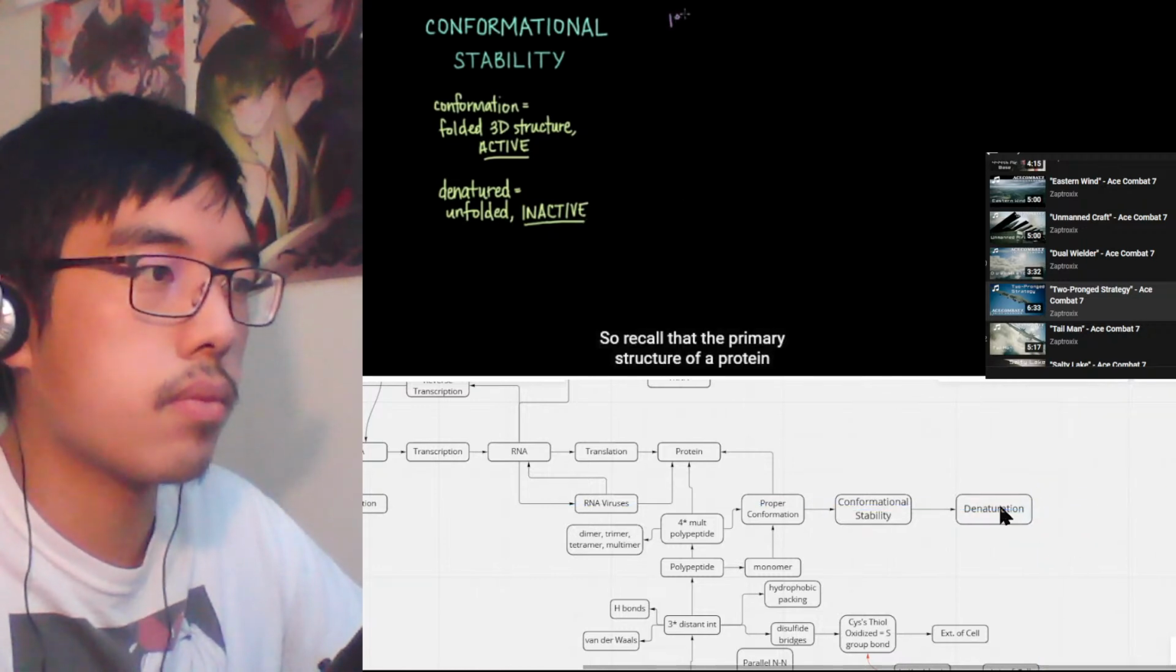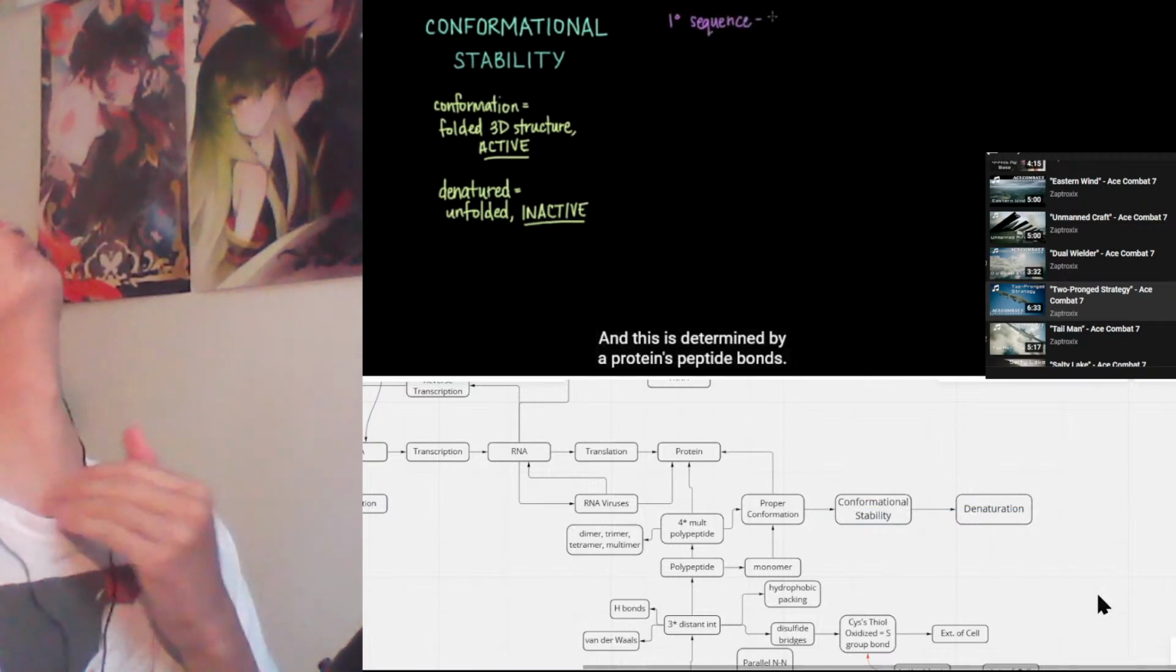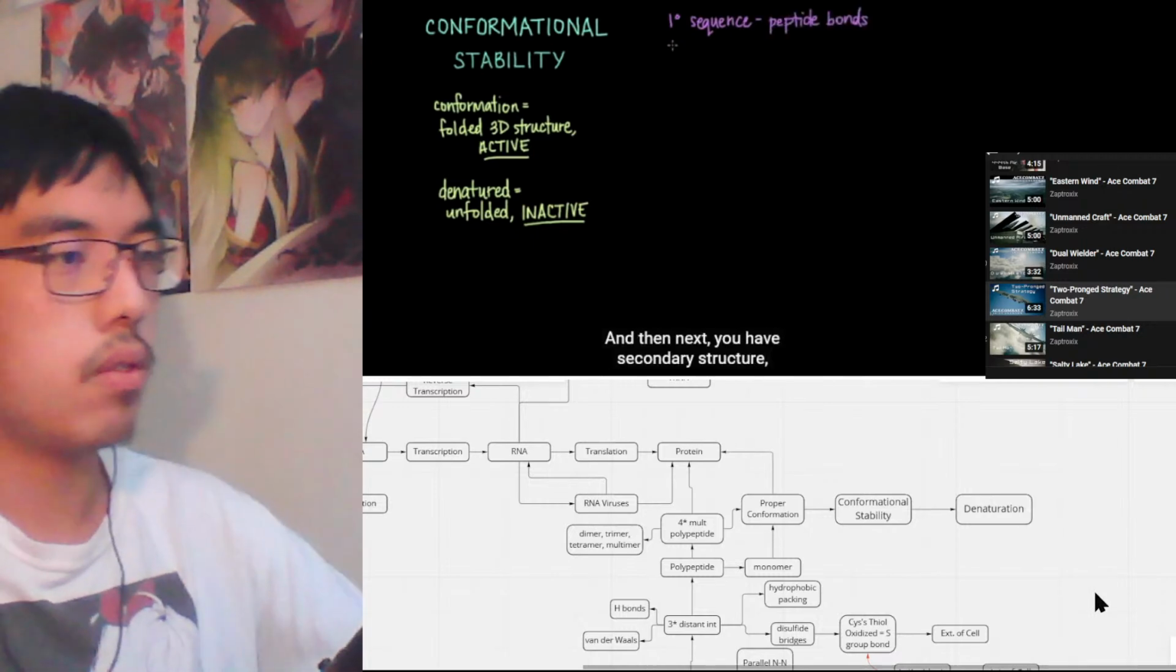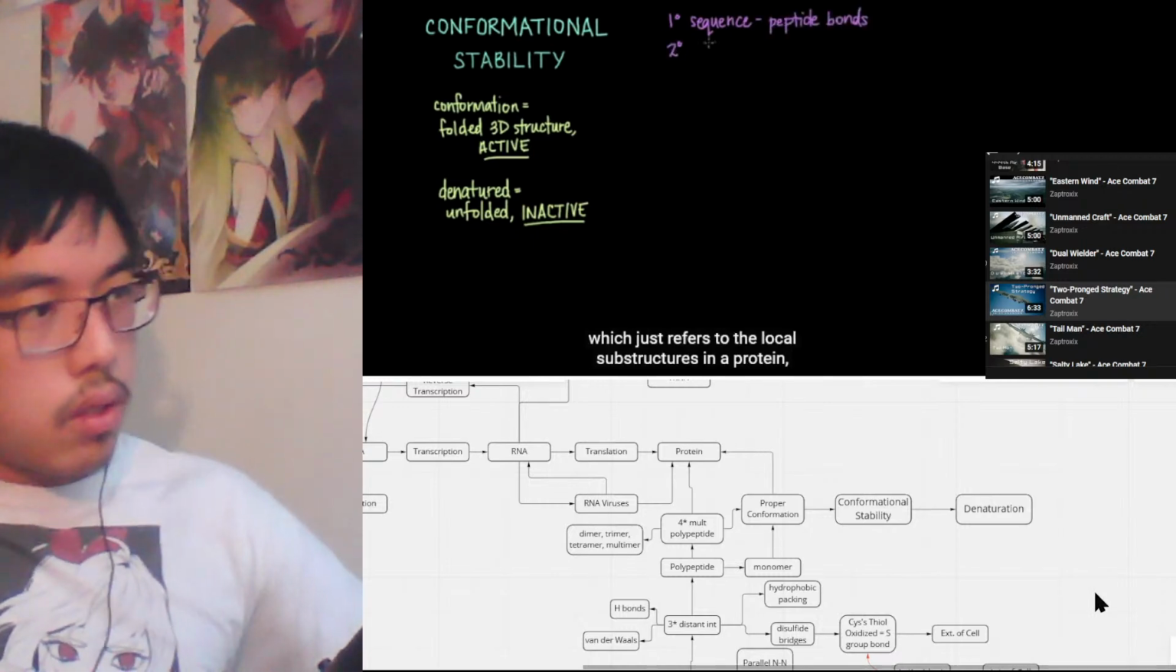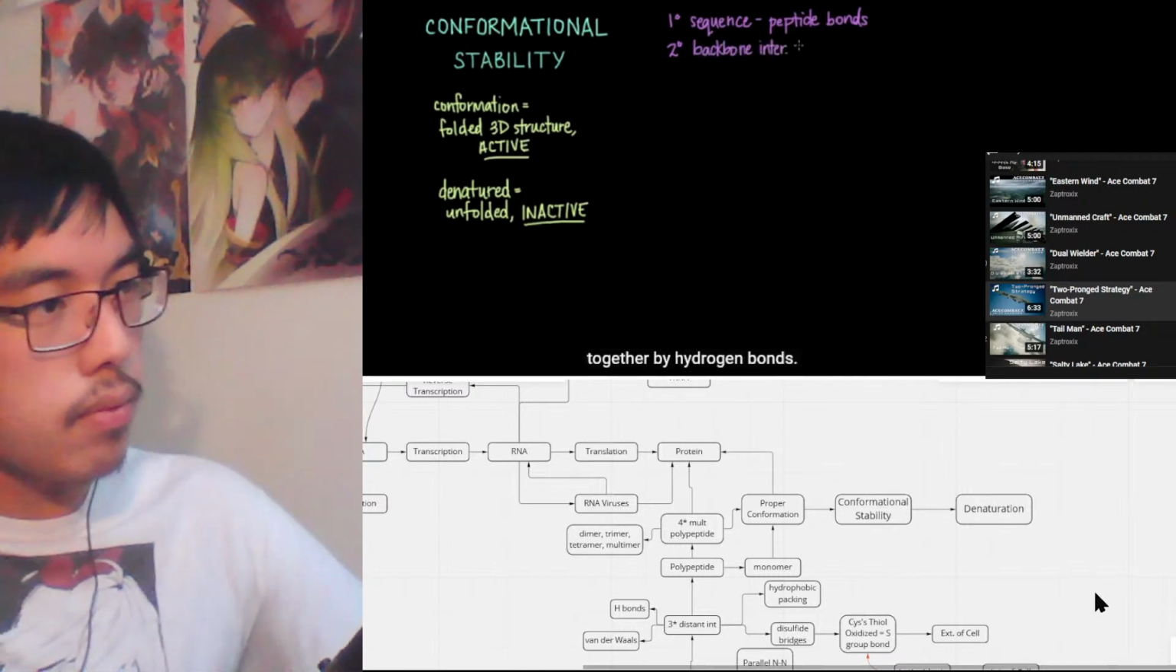We can review those structures briefly right here. So recall that the primary structure of a protein just refers to the actual sequence of amino acids in that protein, and this is determined by a protein's peptide bonds. And then next you have secondary structure, which just refers to the local substructures in a protein, and they are determined by backbone interactions held together by hydrogen bonds.